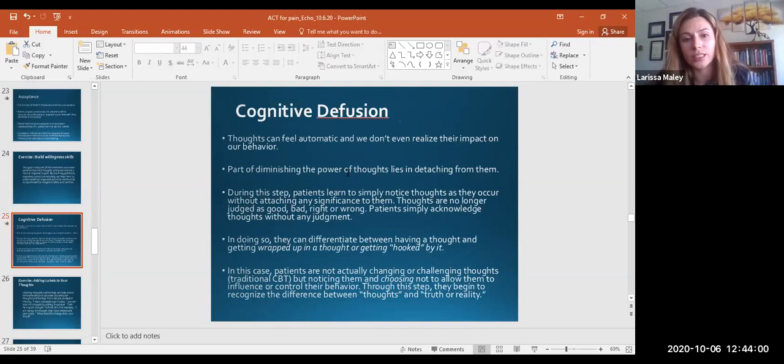Cognitive diffusion is the next section that you would move into. And that's where we teach people that thoughts are automatic and that we don't realize their impact on our behavior. And in order to diminish the power that they have, we have to first be able to diffuse from it, right? So we do a lot of different techniques to help people get unwrapped or unhooked from their thoughts. And the first step is by just having them notice that these thoughts are occurring without purpose, right?